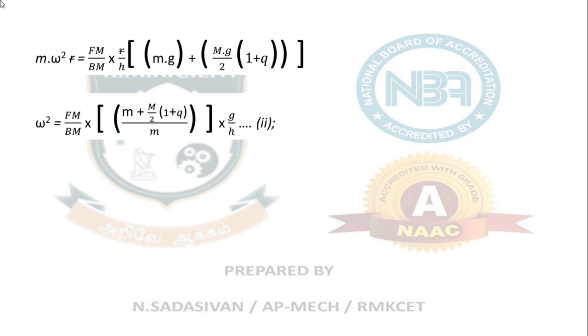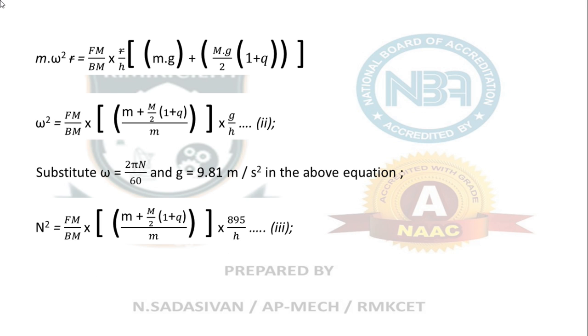Same thing, I am striking out the r on the left side. M omega square r. That r is cancelled with this numerator r. Bring everything except omega square to this side. And then what you do? 2 pi n by 60. Substitute everything and find the formula. You will get the formula as, okay. So this portion is very familiar to you. This is your Porter governor formula.